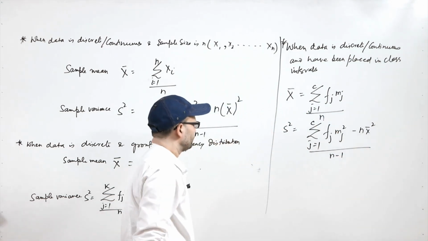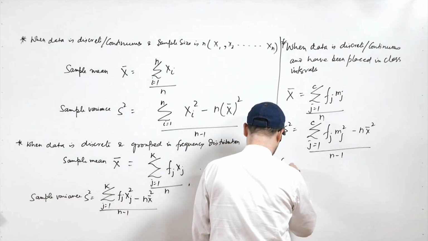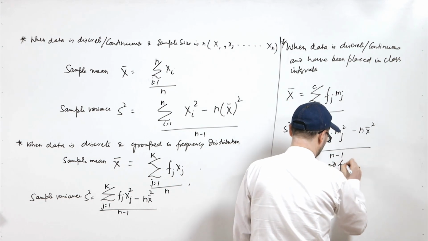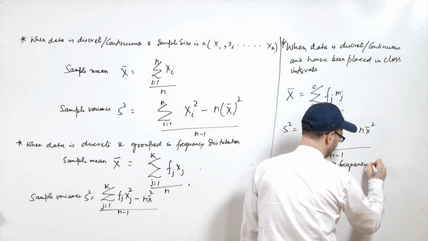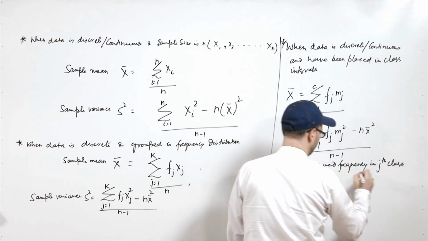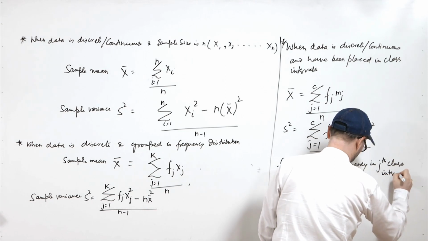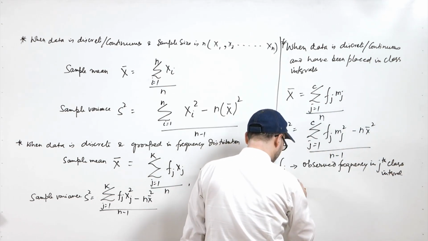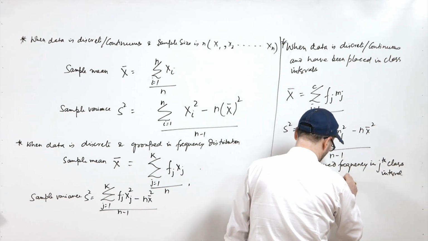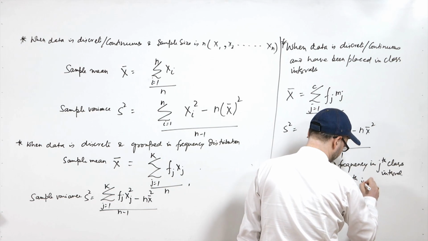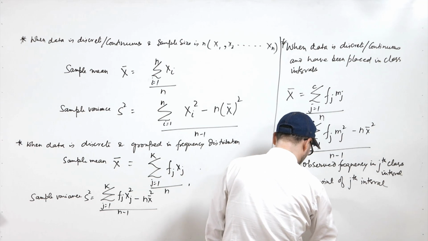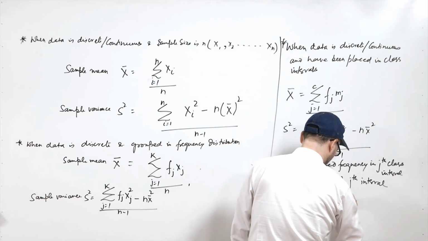So, f j is the observed frequency in the jth class interval, and m j is the midpoint of the jth interval, and c is the number of class intervals.